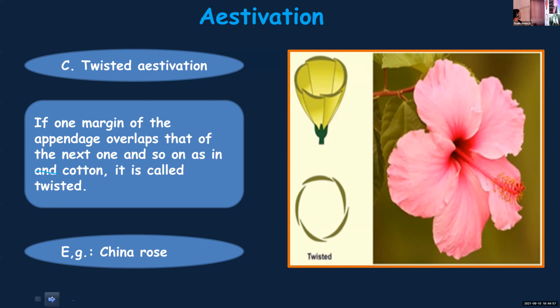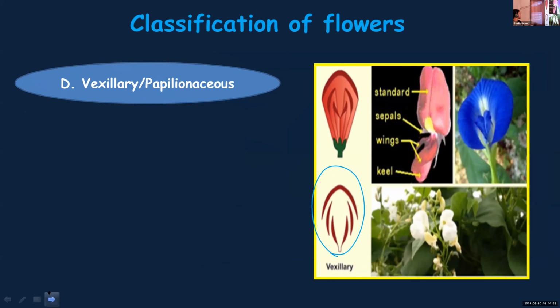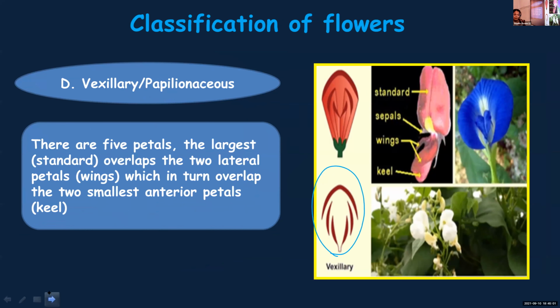And finally, vexillary or papillonaceous aestivation. Here there are 5 petals: standard, wings and keel. Standard will be overlapping the 2 lateral petals, which in turn overlap keel, the 2 smallest petals found at the anterior side. Example, pea and beans. Any doubt, children?